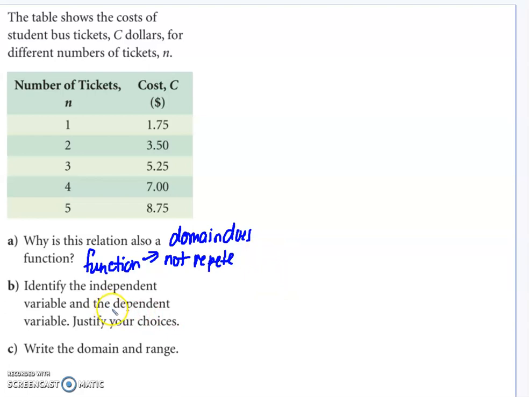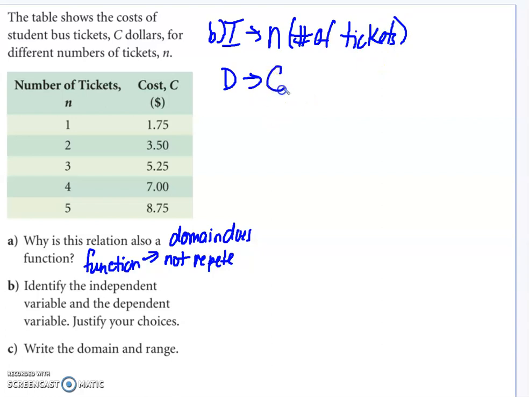Okay. And then we need to work on identifying the independent and the dependent variables. When we're talking about independent, we're talking about something that does not change depending on something else. When we're talking about dependent, we're saying this is going to change depending on the other value that's given. In this case, the number of tickets is just increasing. It's not being influenced by the cost. So the number of tickets, N, is the independent variable. But the cost, C, is going to change depending on the amount of tickets that are sold.